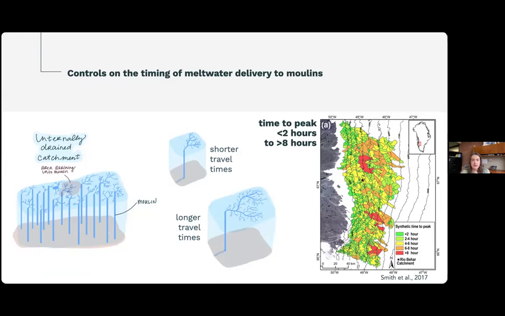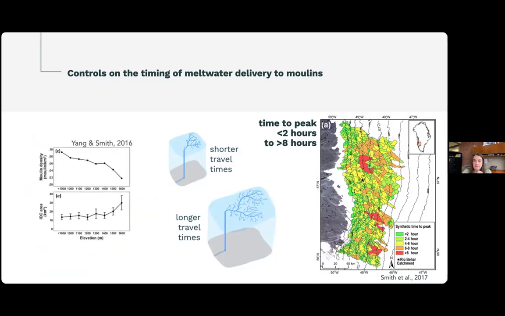So Larry Smith did a parameterization on many different catchments in Southwest Greenland, showing how catchment size differences can affect the timing of peak meltwater delivery to the moulin draining each of these catchments, and showing that there should be significant heterogeneity across the ablation area. But there is a pattern to this heterogeneity.